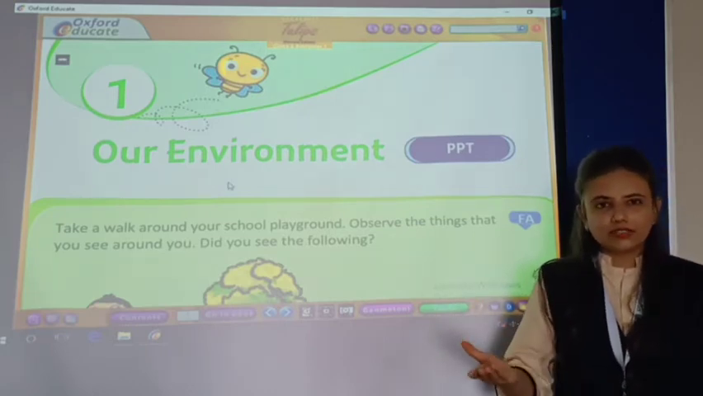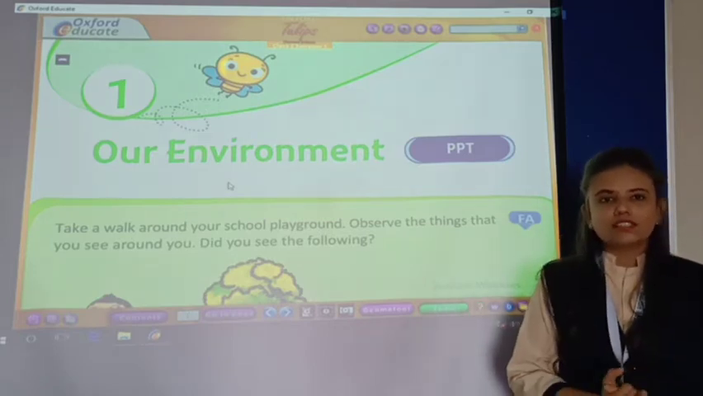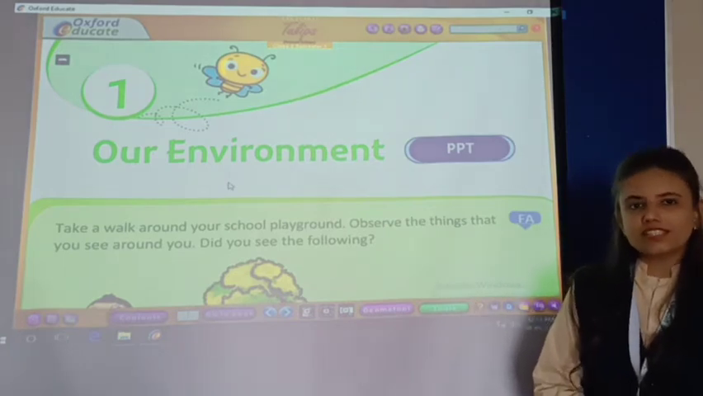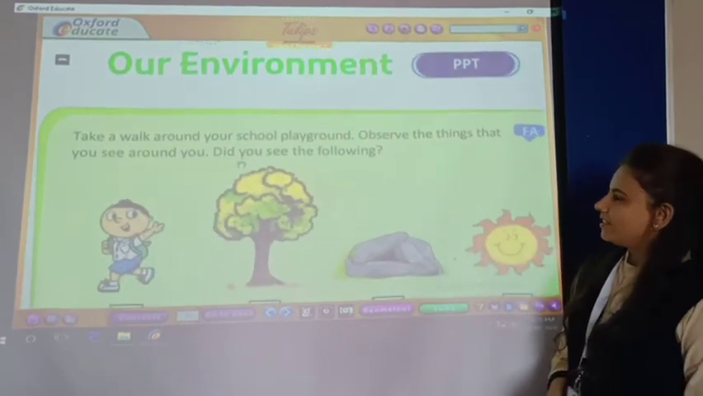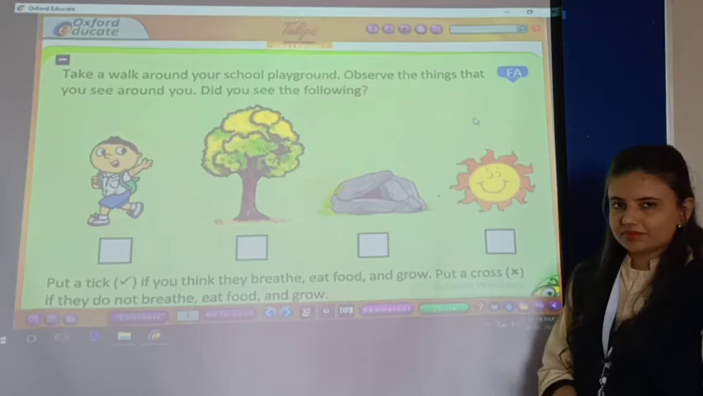Like river, water, air, soil, then birds, animals and so on. So students, let's start our chapter. Let's start our chapter with these small activities.